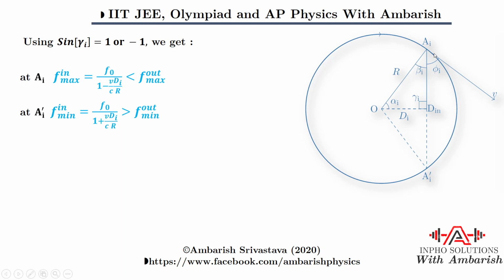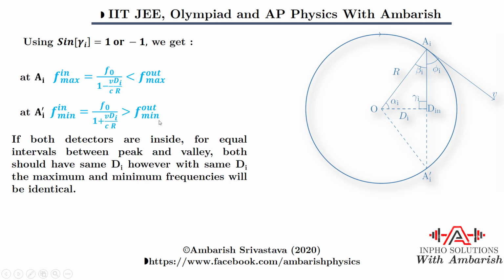Why? Because for outside detector, head-on approach and head-on receding is always possible. All right, so obviously a detector outside will record a higher frequency than a detector which is inside, because inside there's never going to be a head-on approach or head-on separation. Okay, that's why the inside maximum frequency should be less than the outside maximum frequency, and inside minimum frequency should be greater than outside minimum frequency. This much we can say.